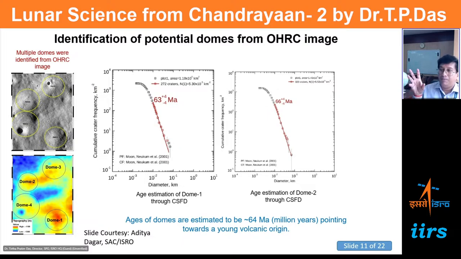There's a technique wherein, from the variation of the cumulative crater frequency distribution curve, you can estimate the possible age of that region of interest, and the age was estimated to be on the order of 64 million years. It is a young age, I should say, because geologically we speak of millions of years, billions of years. So 64 million years is comparatively young on the geological scale. They indicate recent lunar volcanism.